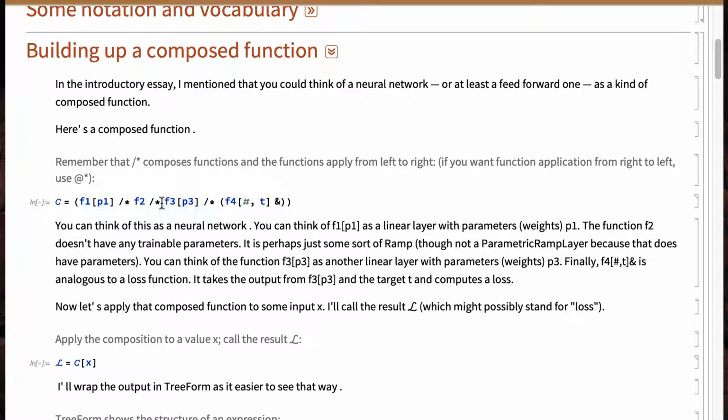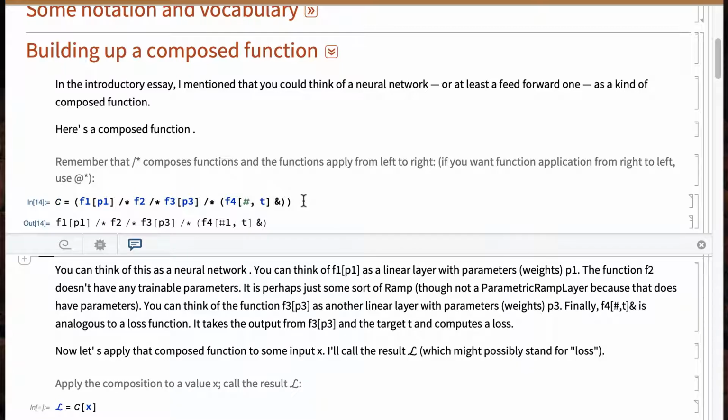And then we're going to take the output from that f2 operation and apply another parameterized function, f3 of p3, to it. And then we're going to take the output from that operation and apply another function to it, f4, but f4 takes two arguments. The first argument is going to be the output from this composition here, and the second argument is going to be some value t, which I wonder if that could stand for target. And we're going to just put that ampersand here to denote that this is a pure function, and we'll call this whole thing script capital C. Right? So there we go.